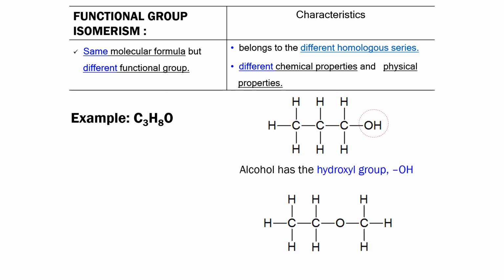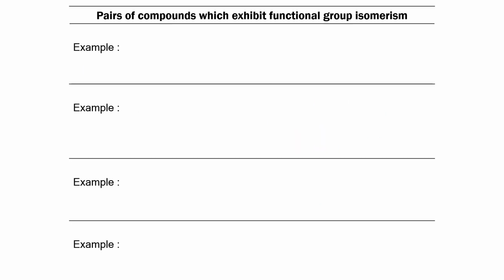In the first structure, we have a hydroxyl group as the functional group. In the second structure, we have an alkoxy group as the functional group. These are the pairs of compounds which exhibit functional group isomerism.